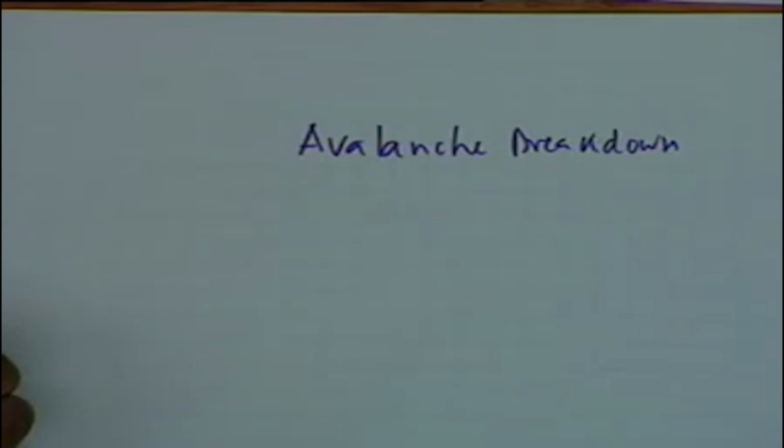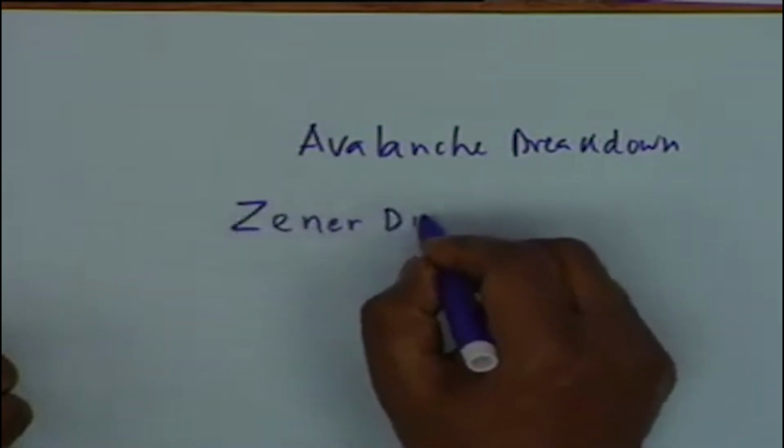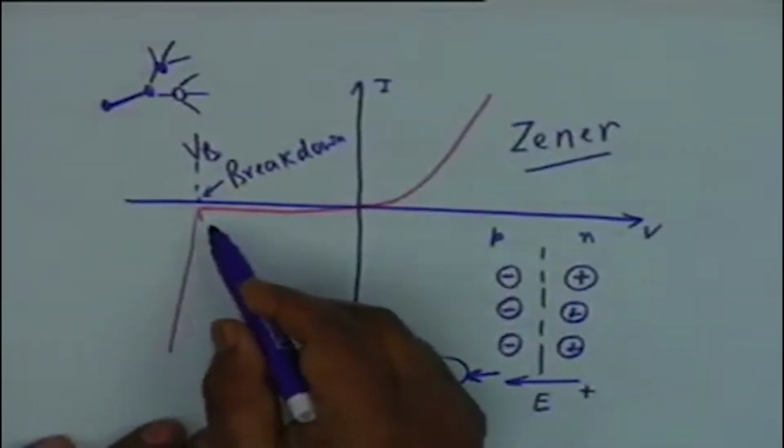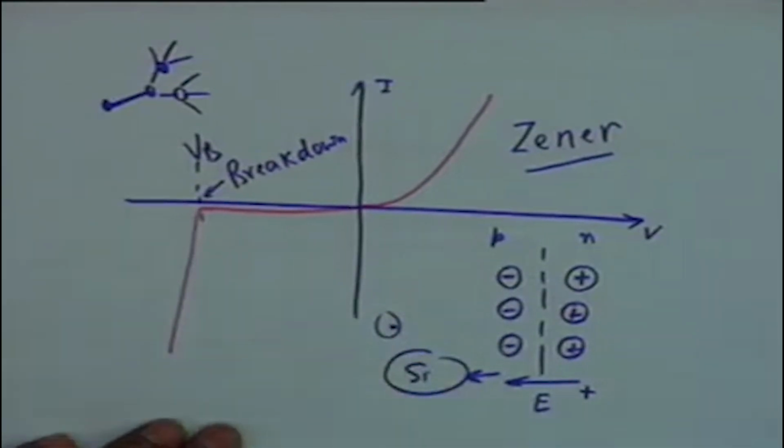Avalanche breakdown is not as precisely controllable as Zener breakdown, and therefore Zener diodes are very popular in situations where you wish to keep voltage across a load constant irrespective of the current drawn by it. If you look at this, the ideal characteristic would be if this curve falls sharply, vertically down. Then the voltage remains the same, but the current can increase or decrease depending on what the load wants.